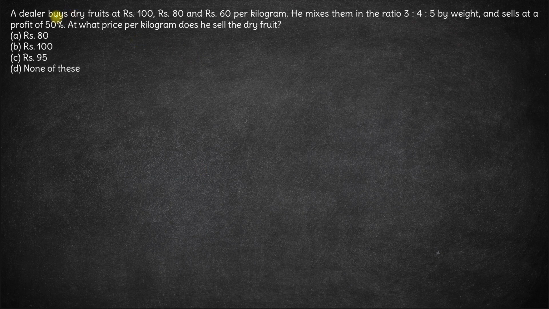Hi. Yeah, we have a dealer who buys dry fruits at 100 rupees per kg, 80 rupees per kg and 60 rupees per kg. He then mixes them in the ratio of 3:4:5 by weight and sells the whole mixture at a profit of 50%. At what price per kilogram does he sell the dry fruits?